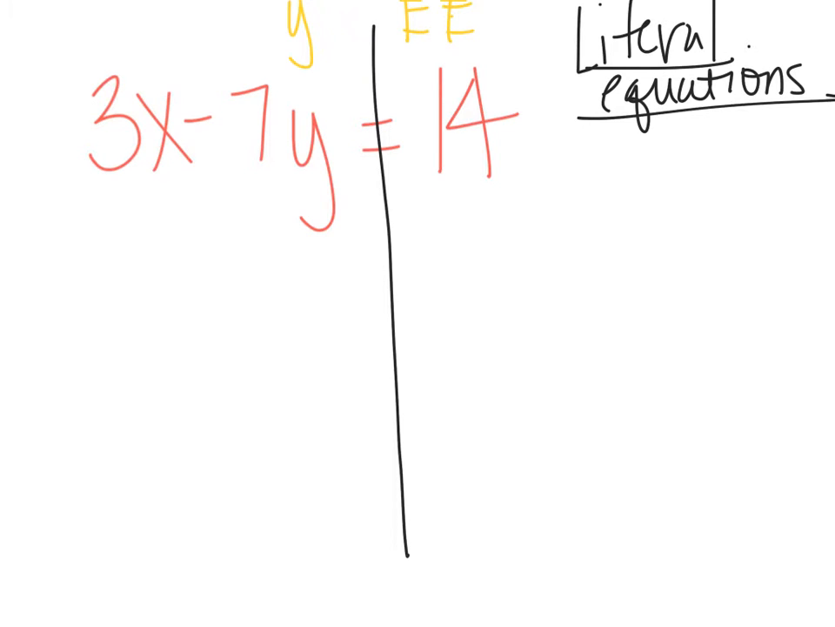So I need to look to see if I can simplify anything. If I look at the left side, I have a term with x and a term with y. I cannot put those together. And on the right side, I just have 14. So there's nothing I can do to either side, which means I need to start moving stuff around.